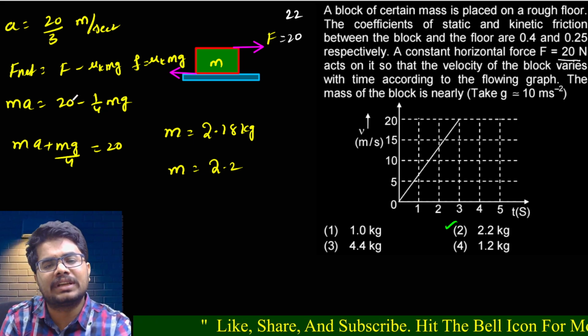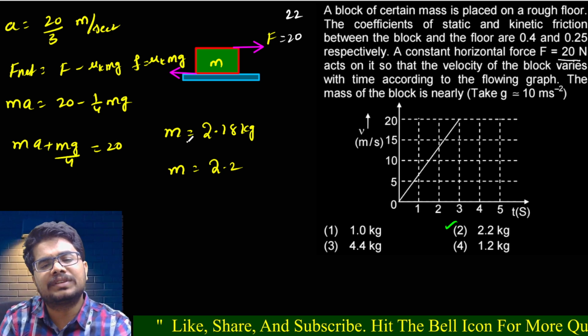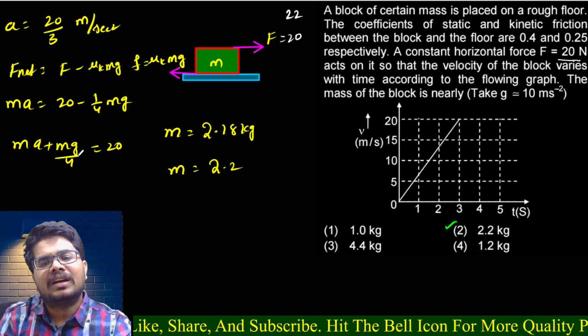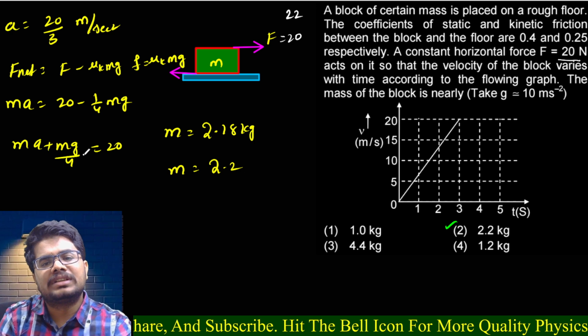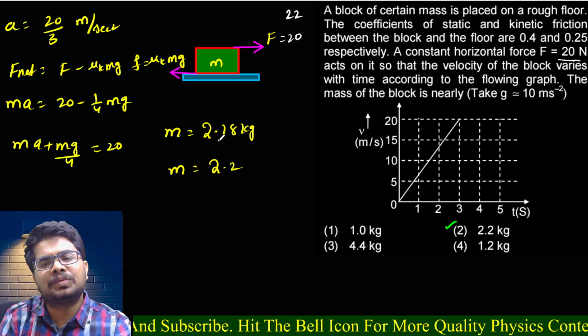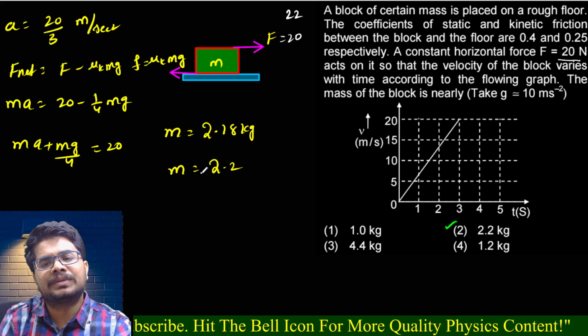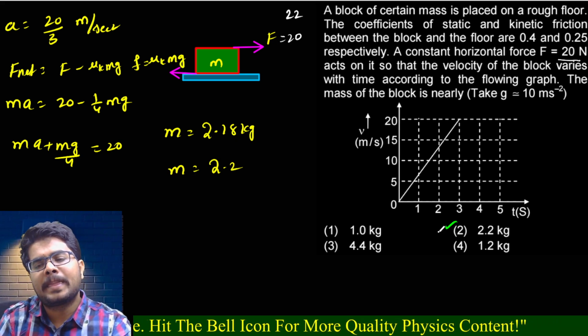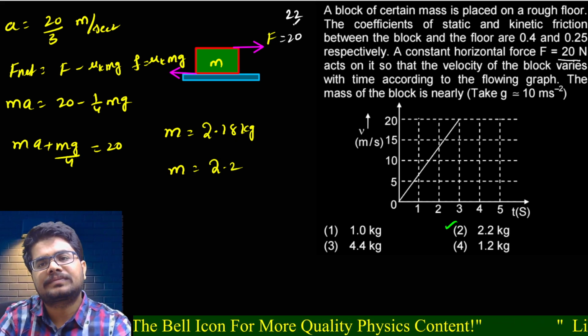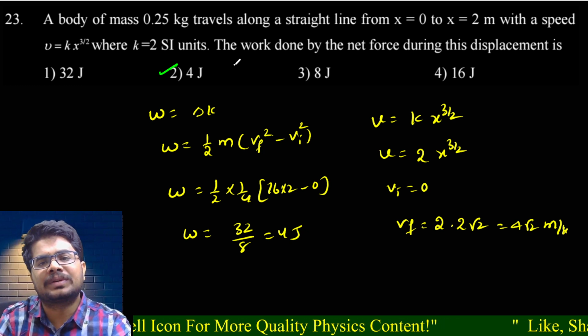This negative term send to the LHS side, and you will get this much. If you solve exactly, you will get a value 20 by 3. g value, substitute that. M equal to 2.18 kg. So that's approximately close to 2.2 kg, which we will get. Fine. We'll go to the 23rd question.